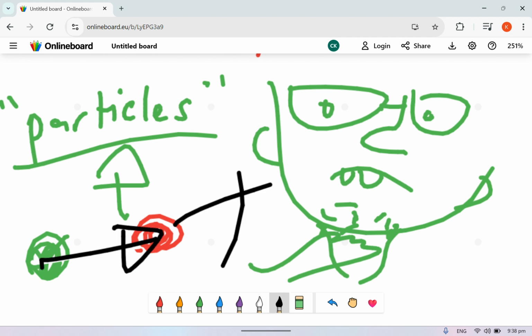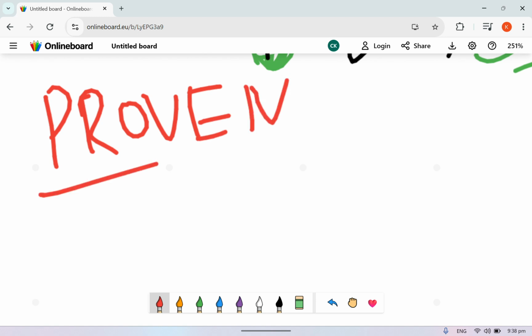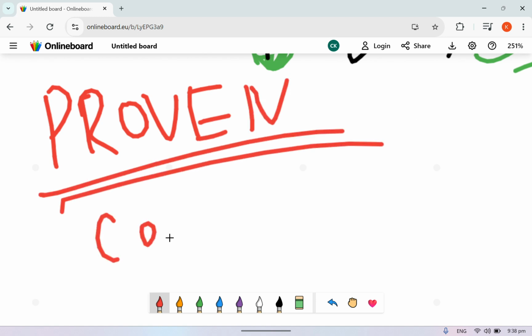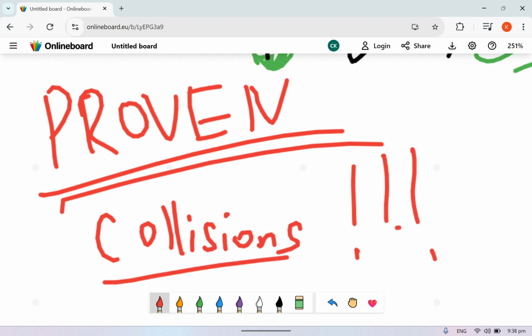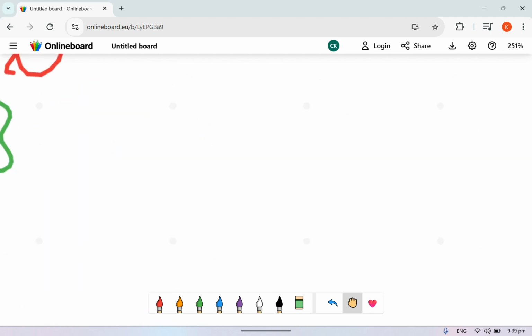And something similar can be done with the torch stick. You can see the dust particles. So that's why it's officially proven that there are these particles, because of these collisions in Brownian motion. So that's actually the reason why. Okay, so that is literally all about Brownian motion.